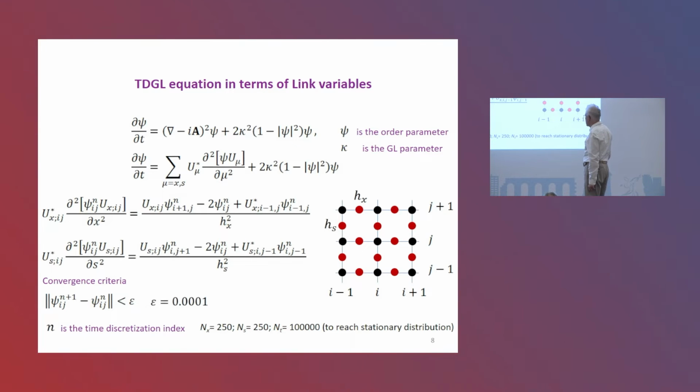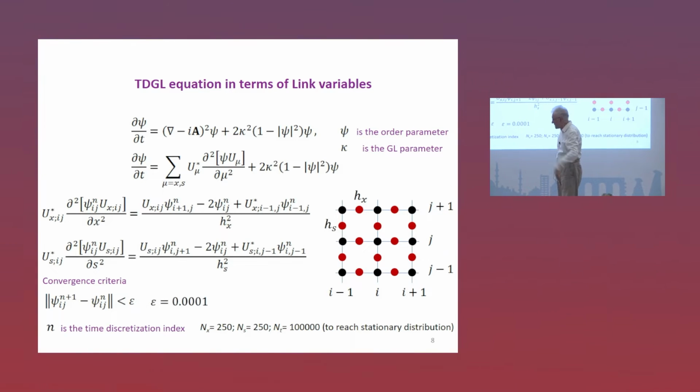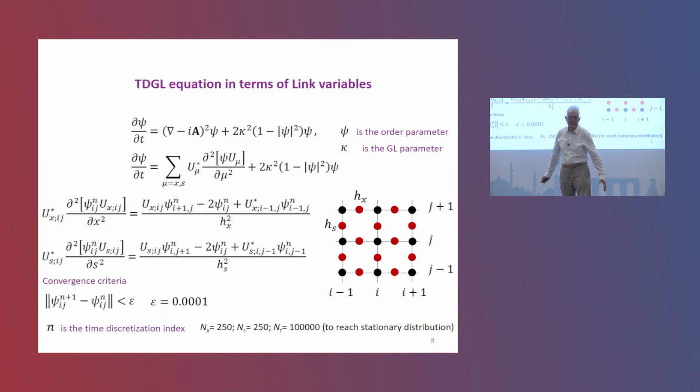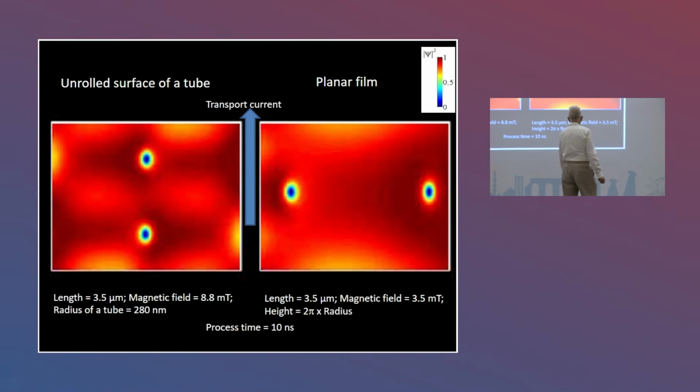We have here typical sizes of mesh, 250 by 250 in earlier calculations. Now these numbers are increased up to 1,000, and the typical number of iterations to solve this set of equations with appropriate boundary conditions is 100,000 to 1 million. It depends on the system and mainly on its size. So, next slide, please.